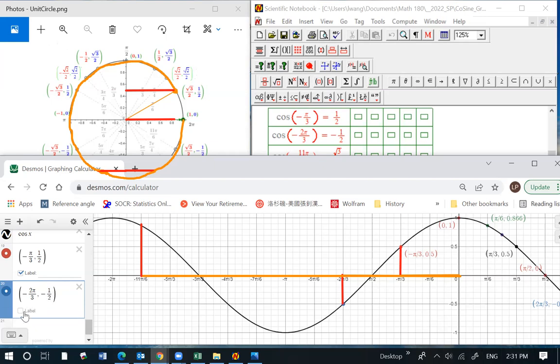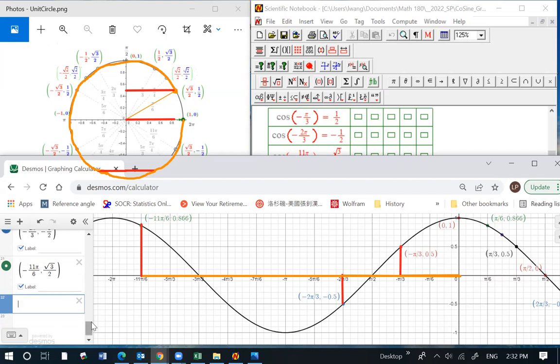So there we go. We have that point marked. And this other one, which is negative 11 pi over 6, the ratio is square root of 3 over 2. And that point is marked. And in this case, I prefer you mark the precise value, which is root 3 over 2, in your notebook. The last one we're going to do is 2 pi.